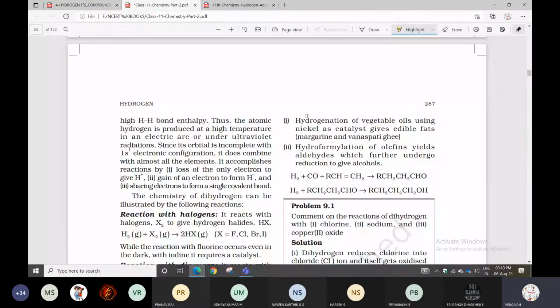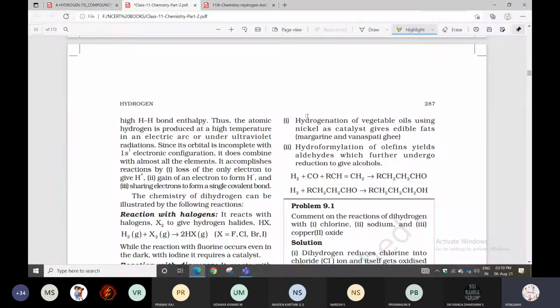This we already studied, alkenes to alcohol, like ethanol. Okay? All those things we studied in the carbon compounds lesson. Preparation of ethanol, we studied in class 10th standard carbon compounds also. Next one you can check.